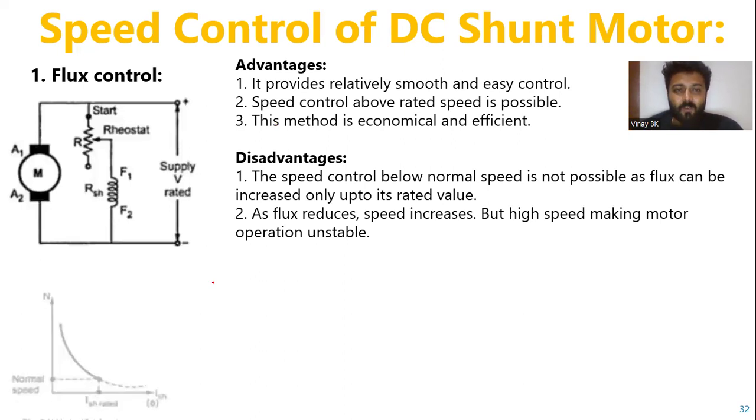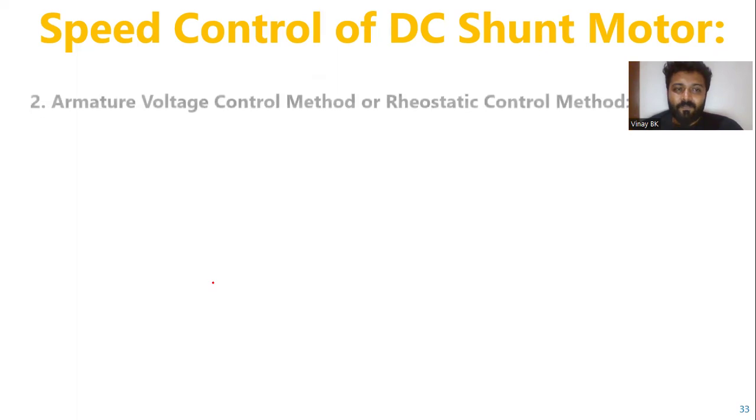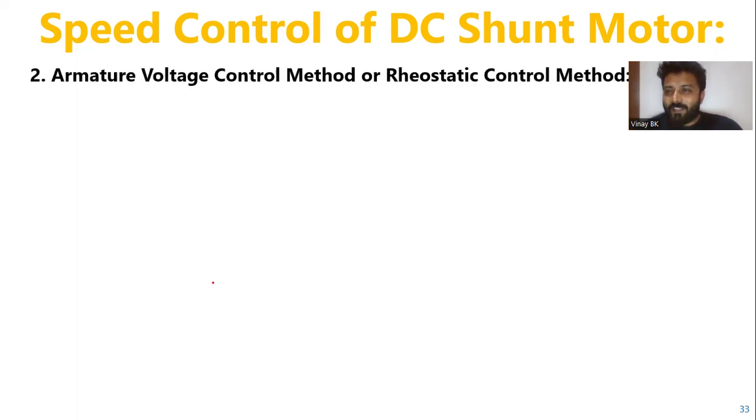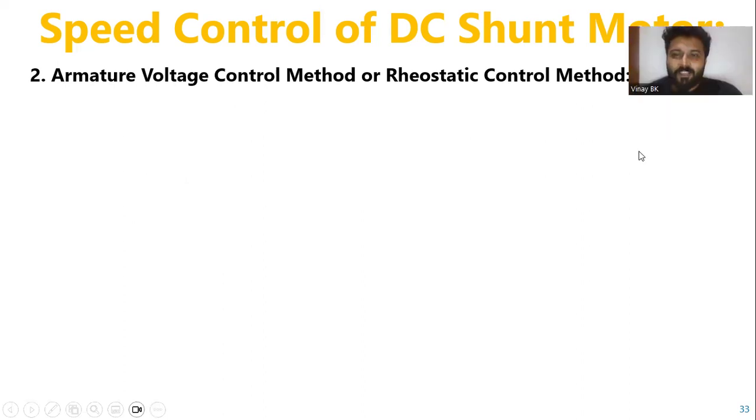Okay, and one more method, that is armature voltage control method, or you can call it the rheostatic control method. In the flux control method, you control the flux by controlling the current flowing through the field winding. That current is controlled with the help of a variable resistor connected in series with the field winding.